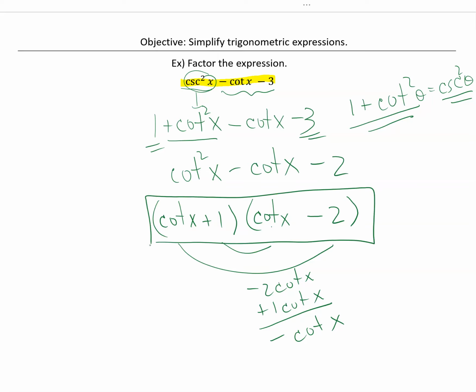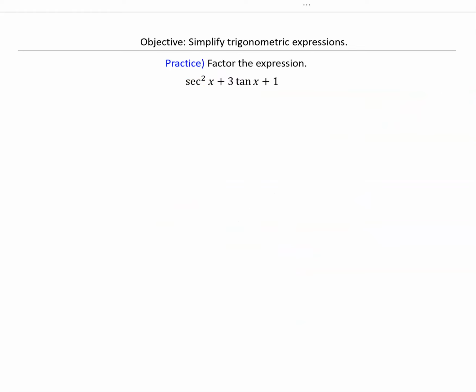All right, there's a practice problem here for you to try. Pause the video, see if you can figure this one out. All right, let's see how you did.